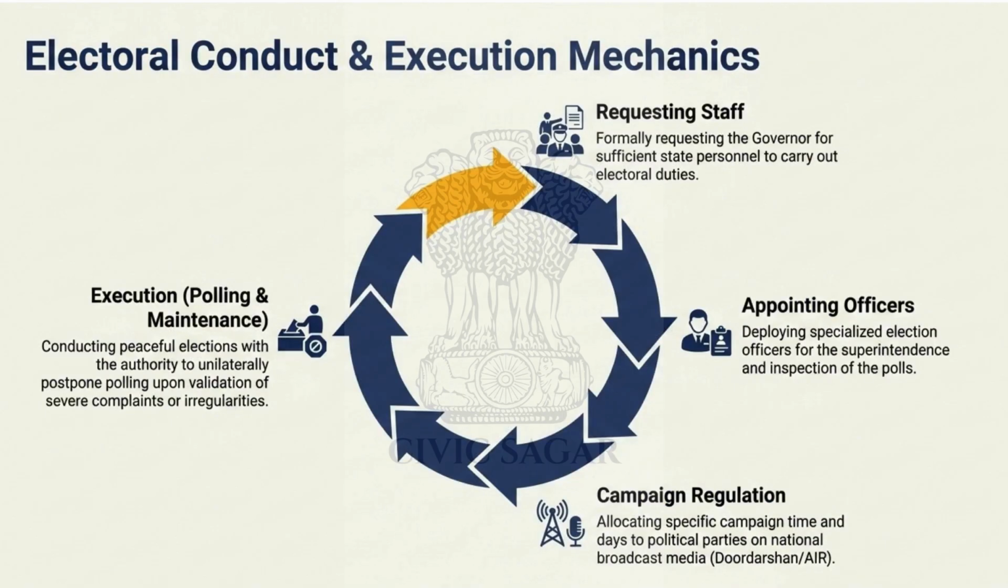When elections are announced, the SEC executes a cyclic workflow. It formally requisitions state personnel from the governor, appoints specialized inspection officers, regulates campaign airtime on public broadcast media like Doordarshan and All India Radio, and oversees poll execution. Crucially, the SEC holds the unilateral authority to postpone polling if severe irregularities or law and order breaches occur.